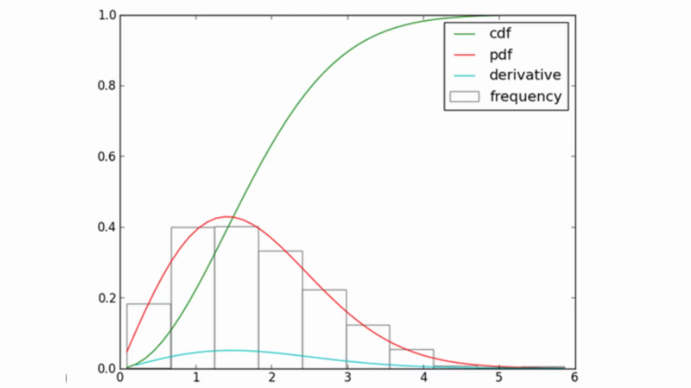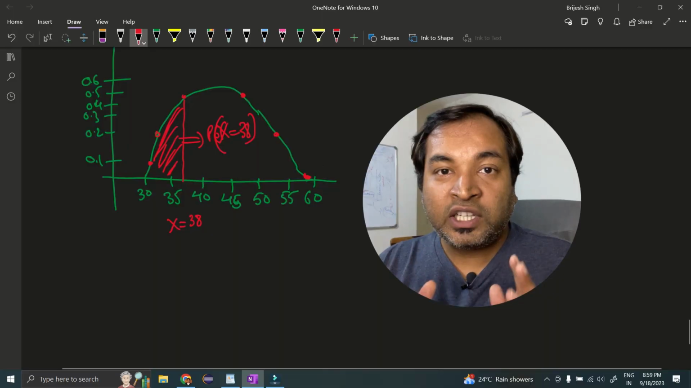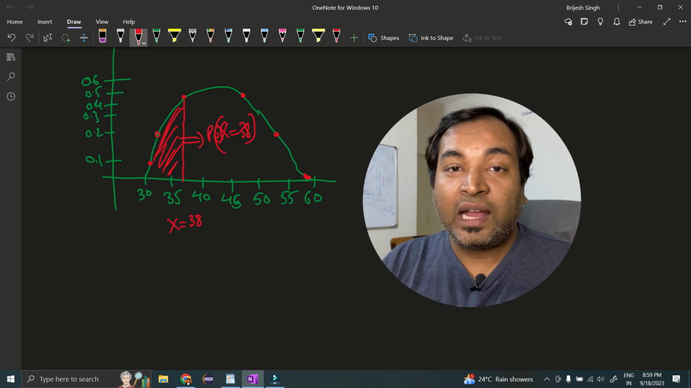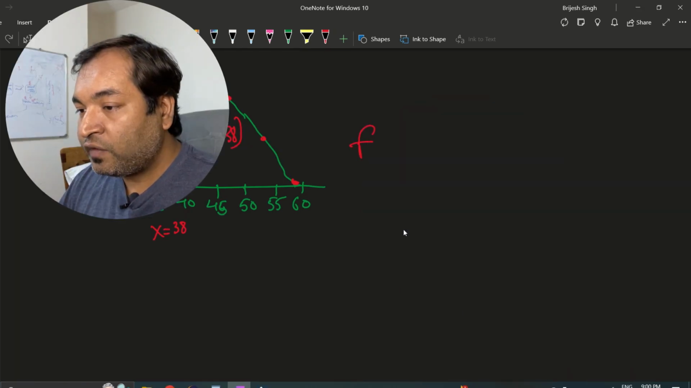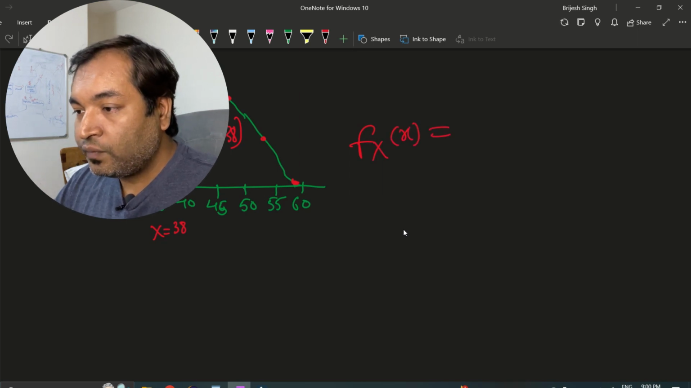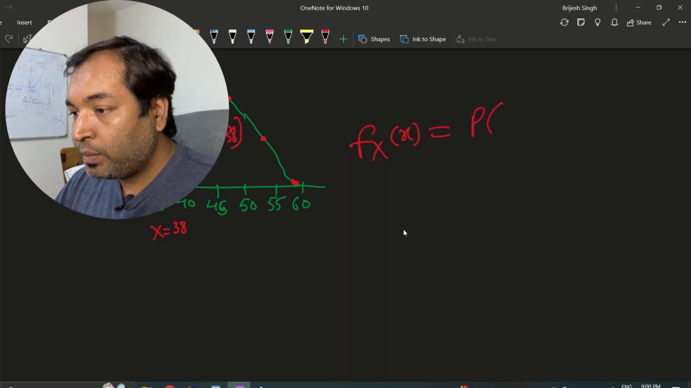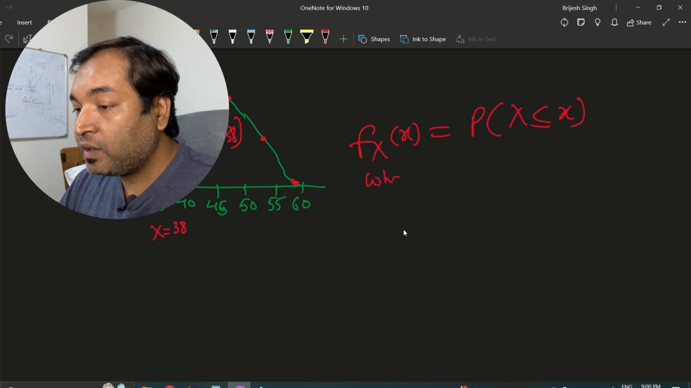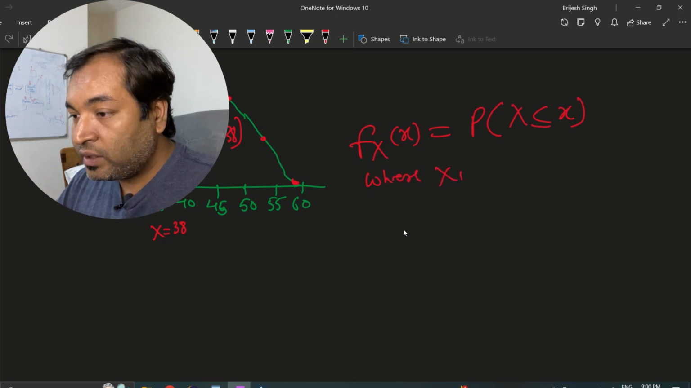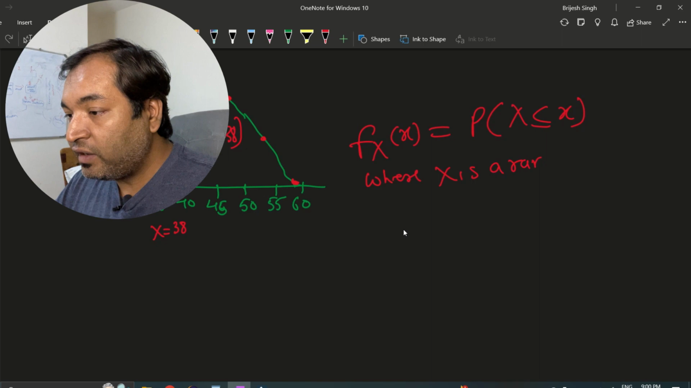The CDF and the PDF are interconnected. While the PDF provides the probability density at a specific point, the CDF integrates these densities and gives us the area up to that value. Let's say F(x) = P(X ≤ x), where X is a random variable.